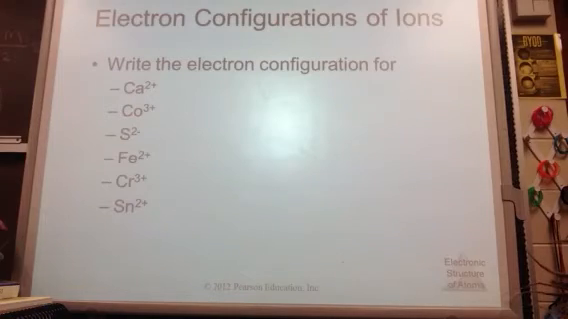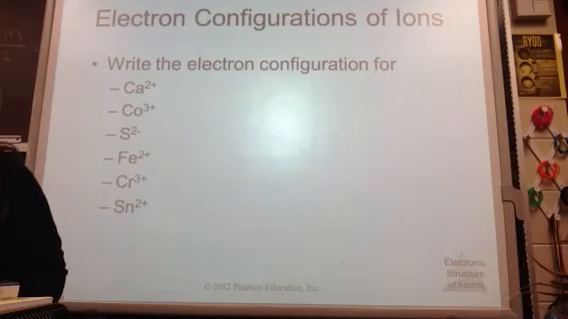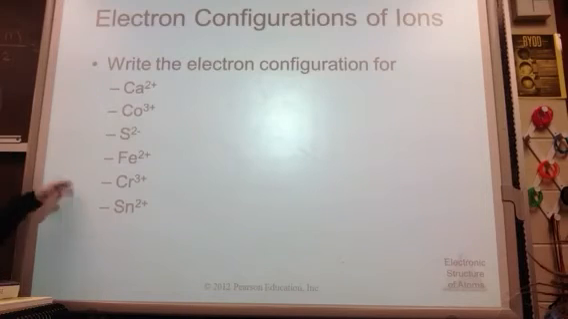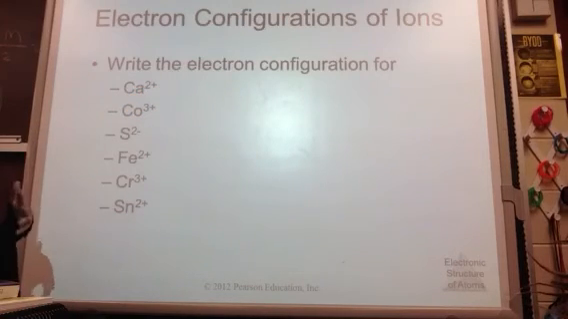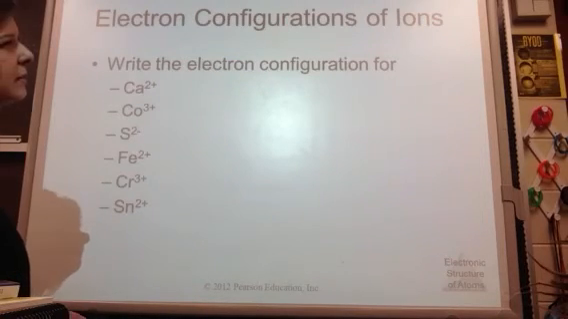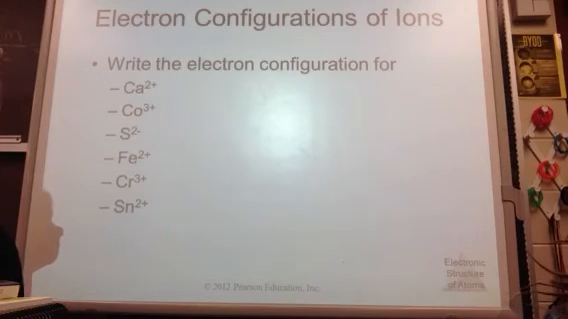Now, when we talked about electron configurations in chapter 6, I don't know necessarily that we did the ions, but let's just be certain. So if I had calcium 2+, and I wanted to write the electron configuration for that, I know that calcium would be, let's do longhand configuration. So 1s2, 2s2, 2p6, 3s2, 3p6, 4s2.